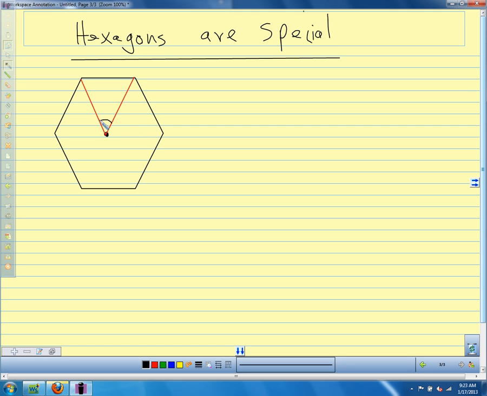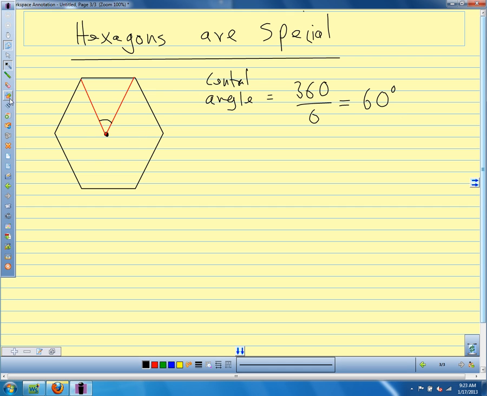6. So if each of these is 1/6 of the way around, our central angle is 360 divided by 6, which turns out to be 60 degrees. So now if I draw in, so this angle is 60 degrees. If I draw in my apothem, like so, and I draw in my radius, like so, and I'm going to draw in my other radius over here.